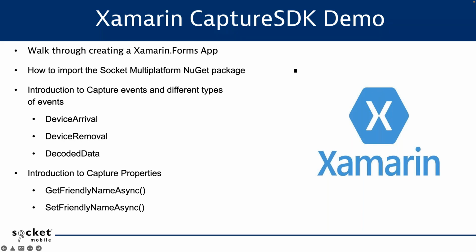We will start by introducing the capture helper, which is a singleton object for instantiating your app and accessing all connected Socket Mobile scanners upon arrival. The events such as device arrival and removal and decoded data will be demonstrated. Finally, we will look at how we can use the SDK to get a certain property on a connected Socket Mobile scanner.